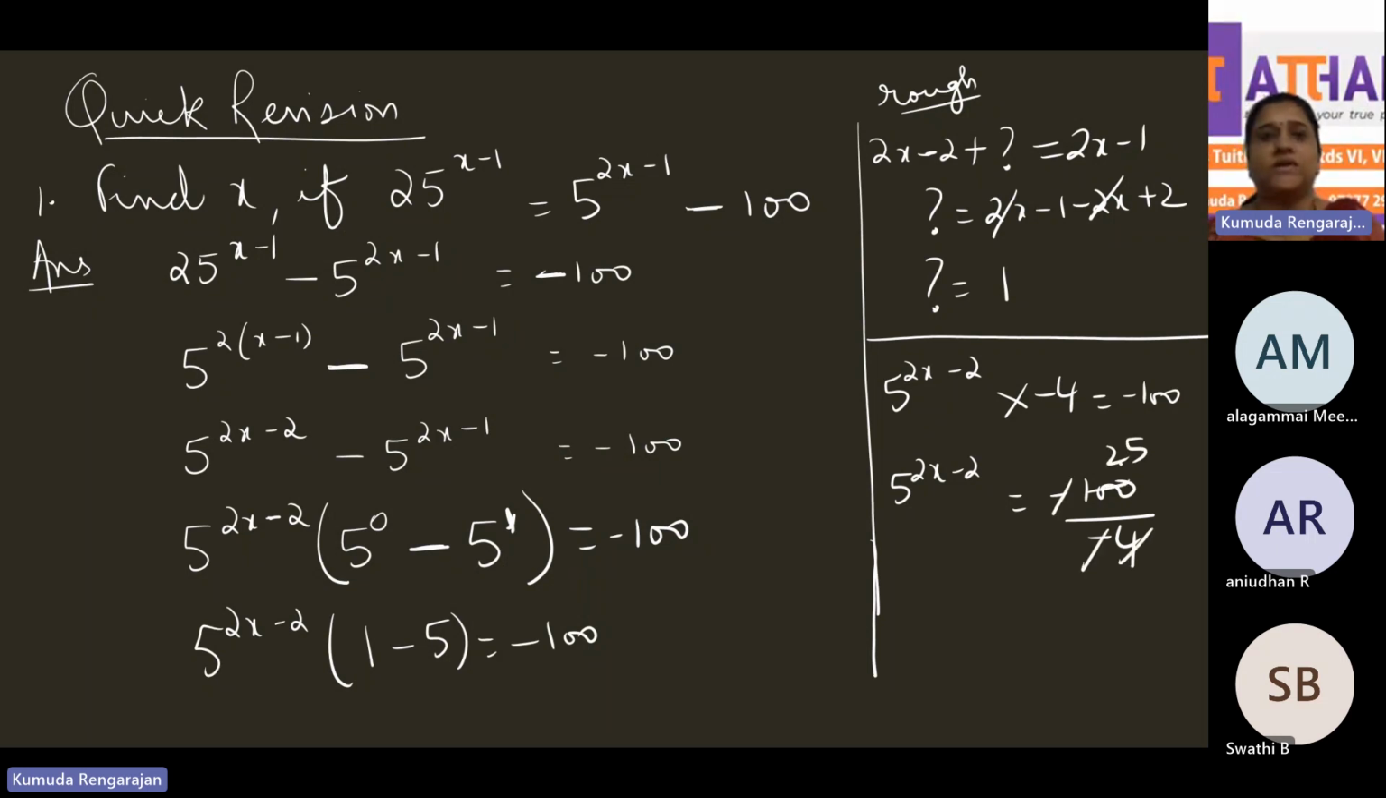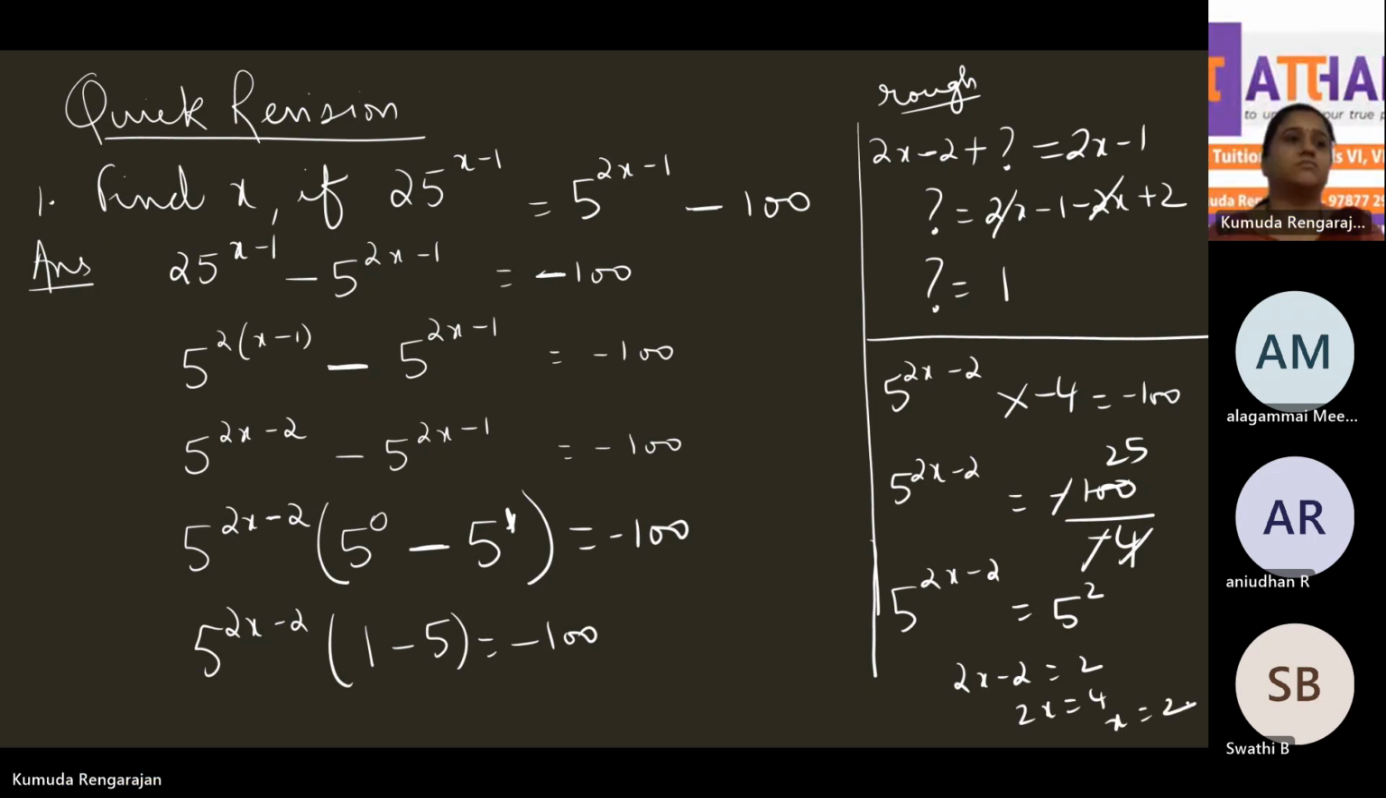4 1s are 4, 4 25s are 100. So 5 to the power 2x minus 2 is equal to 25, which is 5 square. Now base are same on both the sides. So equating the powers, 2x minus 2 is equal to 2. 2x is equal to 2 plus 2, 4. X is equal to 4 by 2, 2. Questions like this are very, very important. Write down, children.